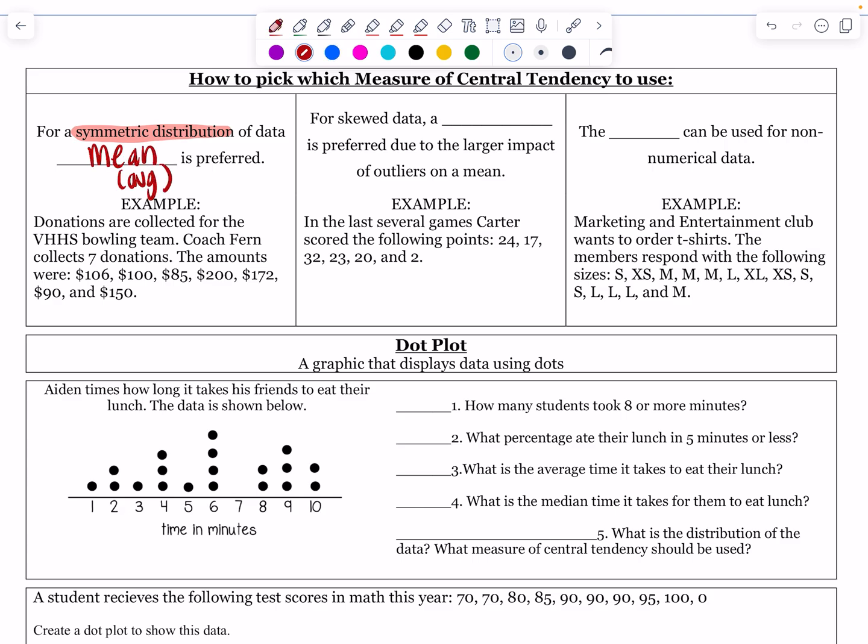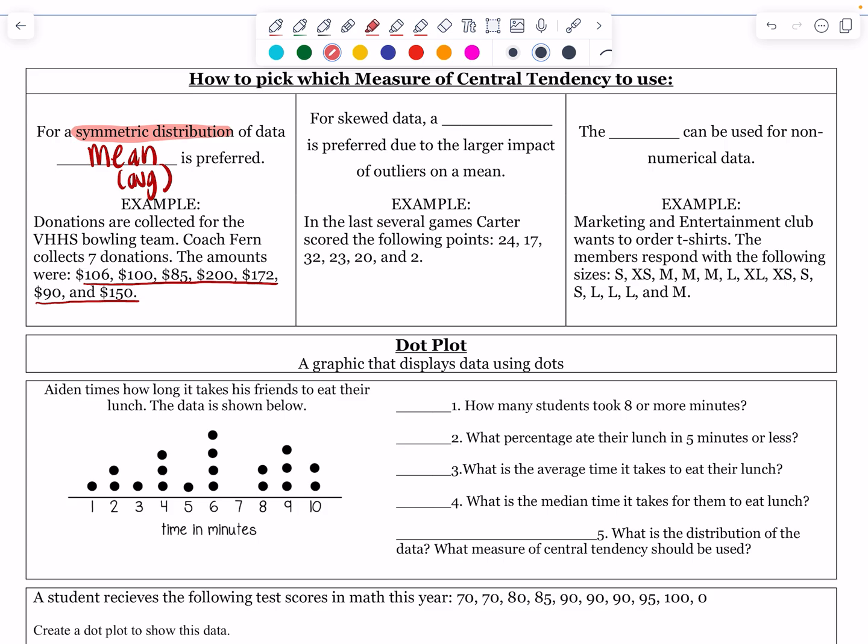So here's an example. Donations are collected for the VHHS bowling team. Coach Fern collects 7 donations. Here are the amounts: 106, 100, 85, 200, 172, 90, and 150. None of those are too far apart from each other. We've got a pretty even spread. While we have a $200 donation, we also have an $85 donation. So those are all close to each other. You could calculate the mean, you could calculate the median, and you would see that those are pretty close, so we're going to use the mean.